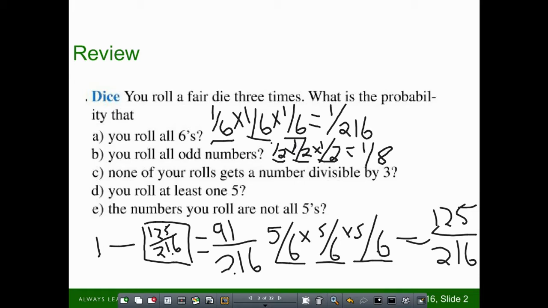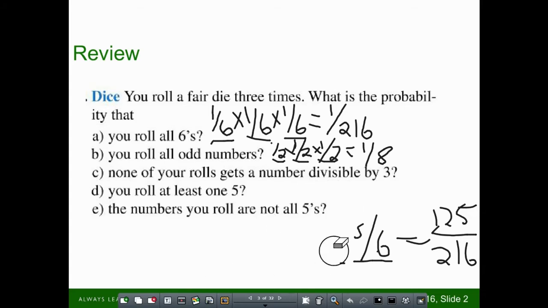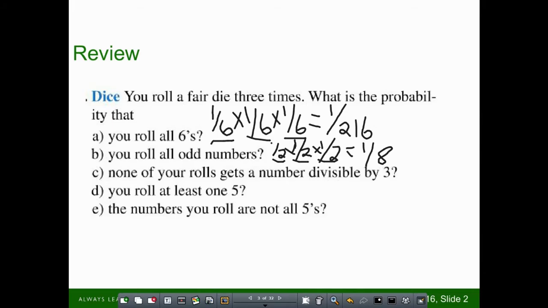So the last one we got here is going to be E, which says the numbers you roll are not all 5s. So here's the deal. This is going to be very similar to what we just did. It says that we want to know the probability that you are not all 5s.